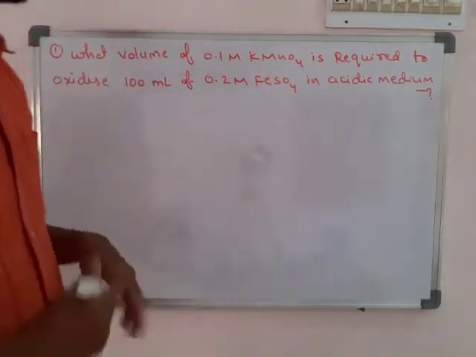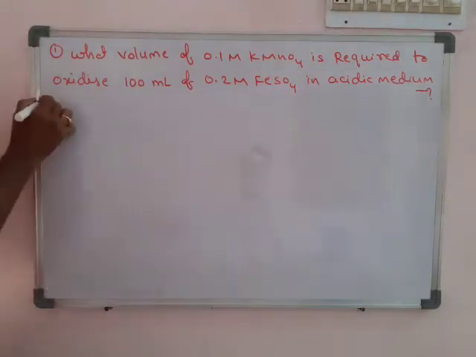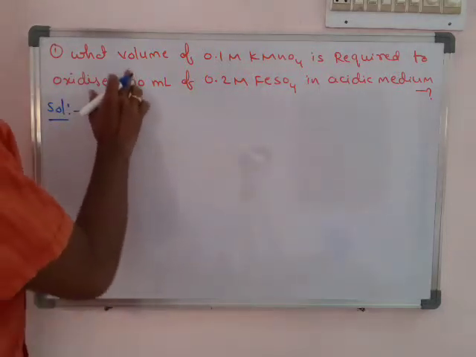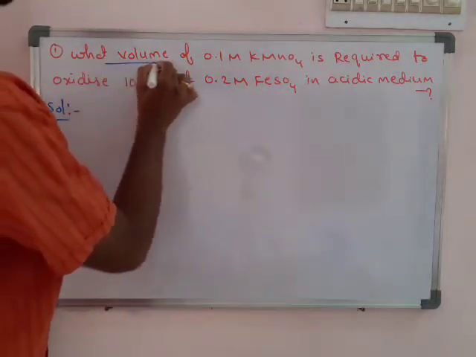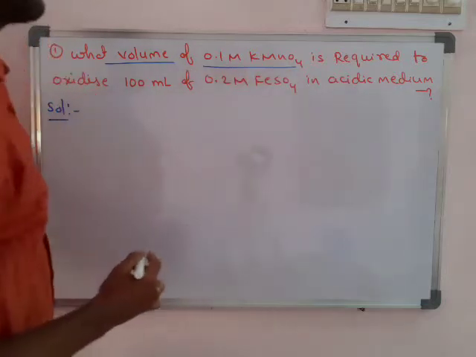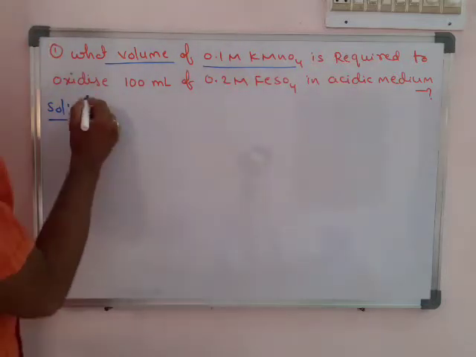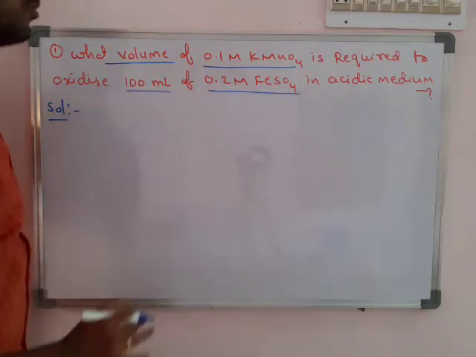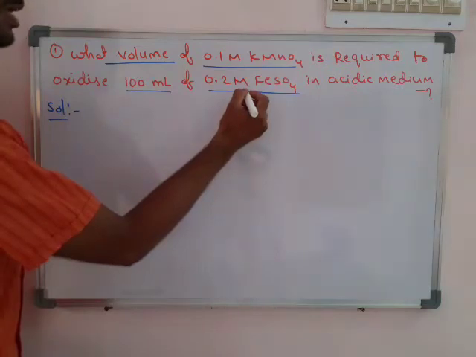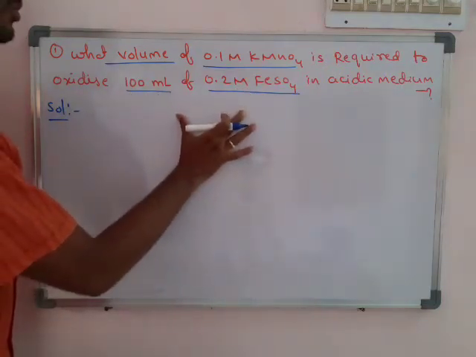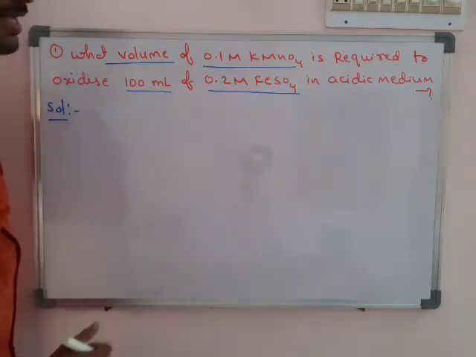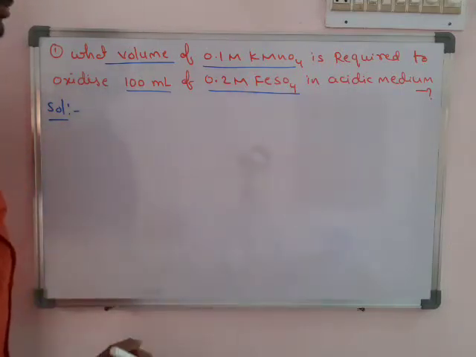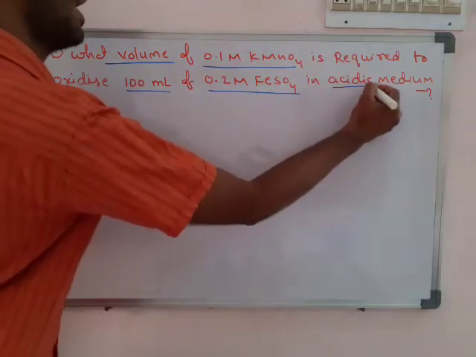Okay, so see the reaction. Sorry, first I will explain the problem. So I have to find out what volume of 0.1 M KMnO4 is required to oxidize 100 milliliter of 0.2 M FeSO4. Like, the 100 milliliter of 0.2 molarity solution has to be oxidized. So FeSO4 should be oxidized, and it is given in acidic medium.